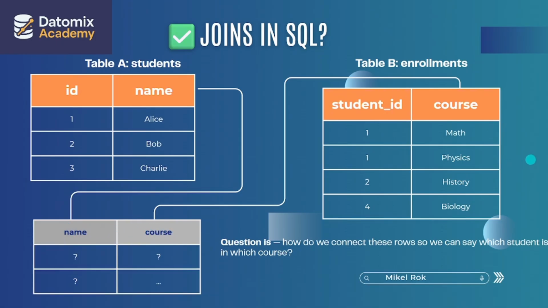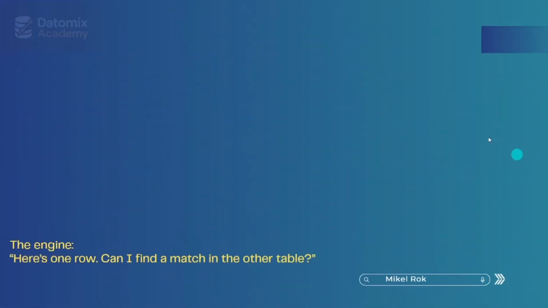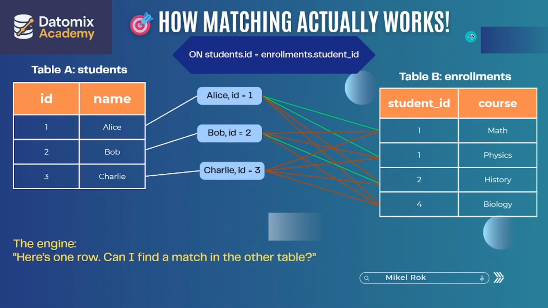Before we dive deeper into the joins, let's first pause here and explain the core logic, because this is the part most people never truly understand. SQL joins work by comparing rows from one table to rows in another, using your own condition. For example, in our case, our condition is: on ID from the students table equals student ID from the enrollments table. Let's see what's happening here.